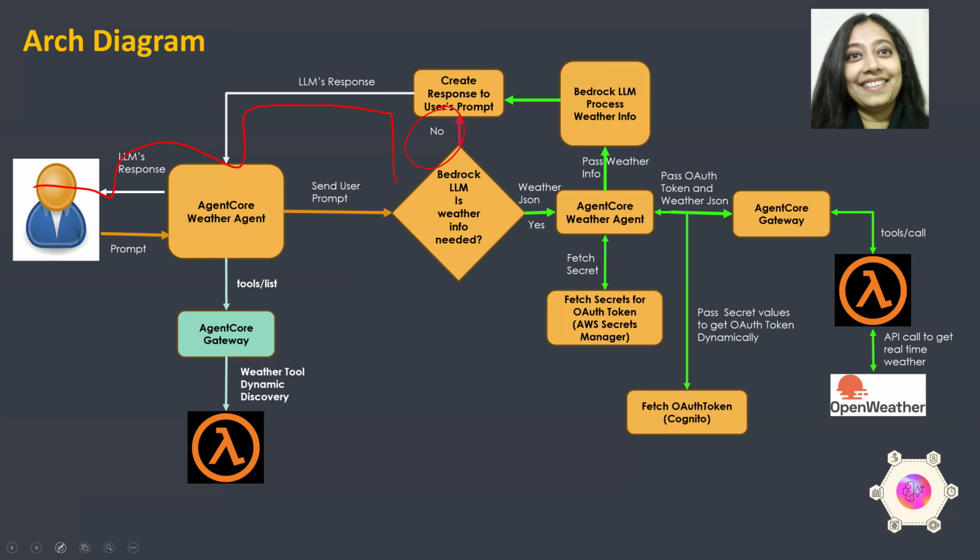If the user prompt was, what is the weather in Chicago? This entire path will be followed. That is a yes path.